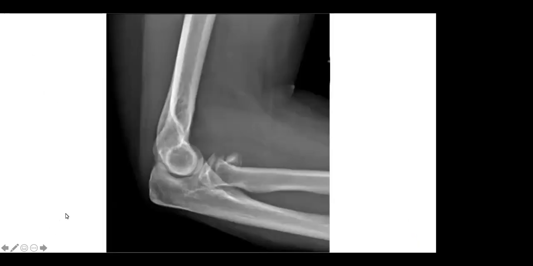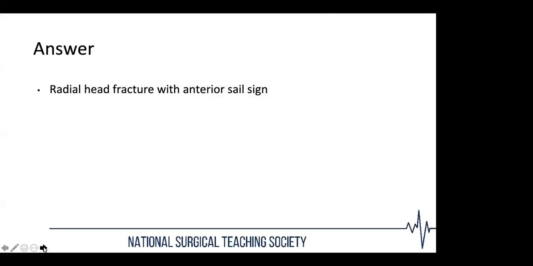And this one? Someone said fractured head of radius. Yep, that's correct. And does anybody know what is the other sign that we can see on the X-ray? Anterior sail sign. Yeah, a lot of people, you guys are nailing it. With the eye of faith, I don't know how well you can see it, but there's a darker gray area here, which represents your anterior fat pad. You can obviously see that's raised, and that's because there's a radial head fracture. So that is correct.